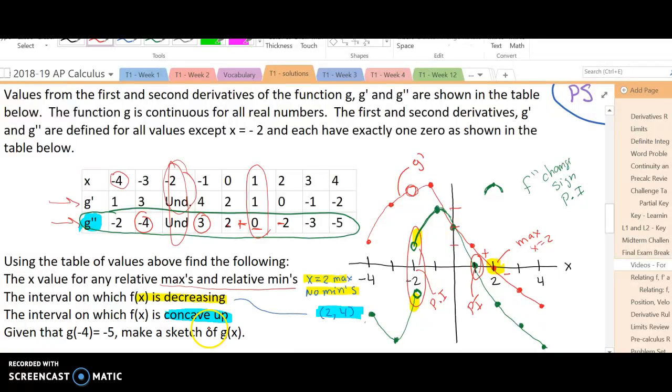And I will be concave up when that second derivative is greater than 0. So I'm looking for this portion of the graph. Well, that's from -2 to 1.